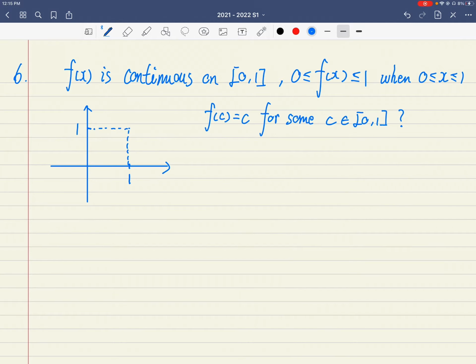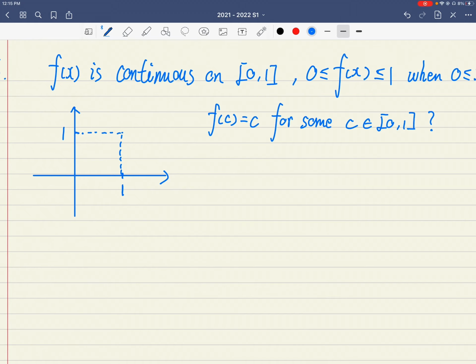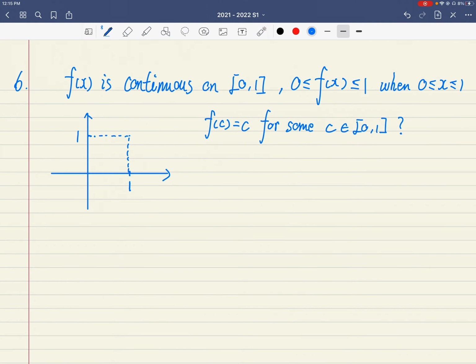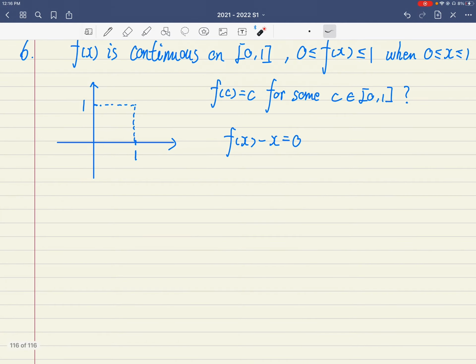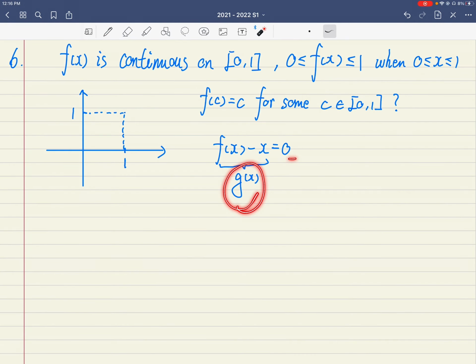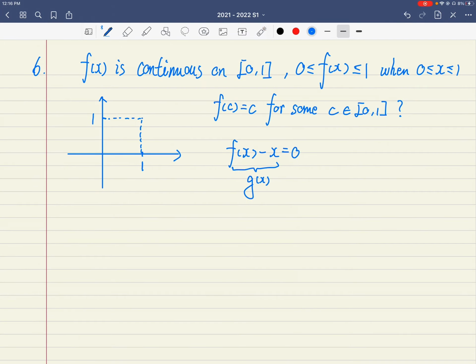So how do we construct such a function? A solution of f(c) equals c is also a solution of f(c) minus c equals 0, right? It's also a solution for f(x) minus x equals 0. So we can call this f(x) minus x our function g(x). Now we are trying to find out whether g(x) equals 0 has a solution between 0 and 1.